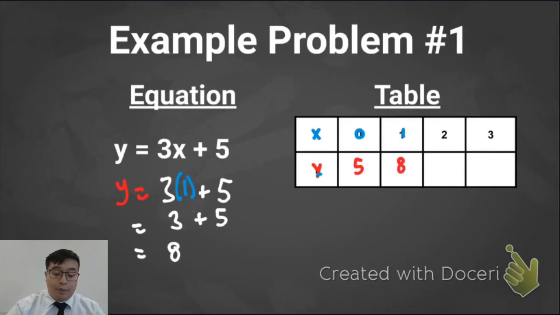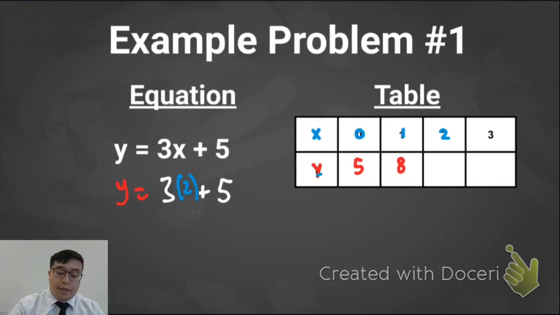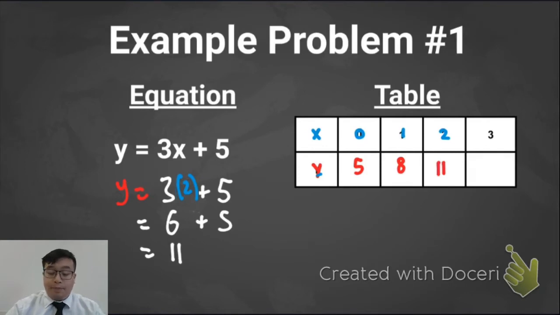Now solve for our next point. Instead of replacing x with 1, now we're going to replace x with 2. So I have x equals 2. So I'm going to replace this x with the 2 and solve for y. 3 times 2 is going to be 6 plus 5, and 6 plus 5 is going to equal 11. So I know when x equals 2, my y value is going to be equal to 11.